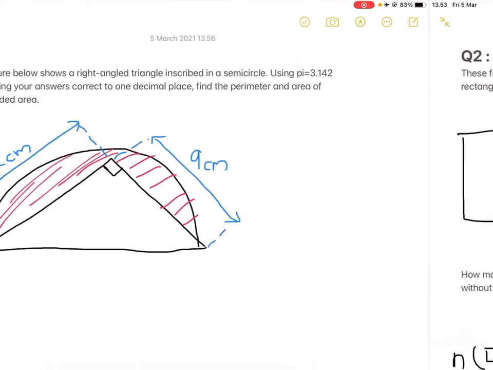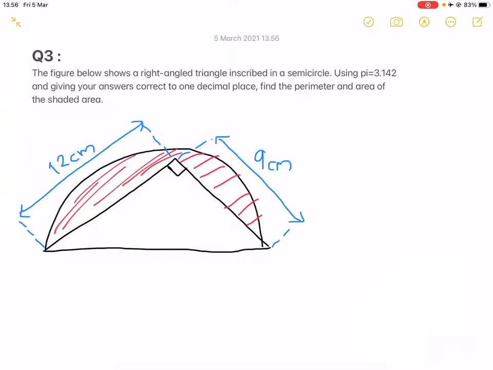Alright, for question 3, this figure below shows a right angle triangle inscribed in a semicircle. Using pi equals 3.142 and giving your answers correct to one decimal place, find the perimeter and area of the shaded area right here. So I'll start off with the perimeter.